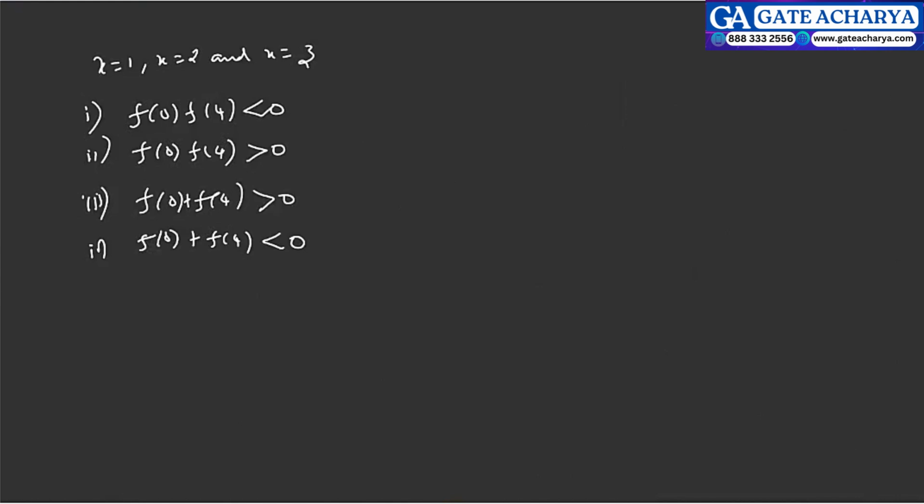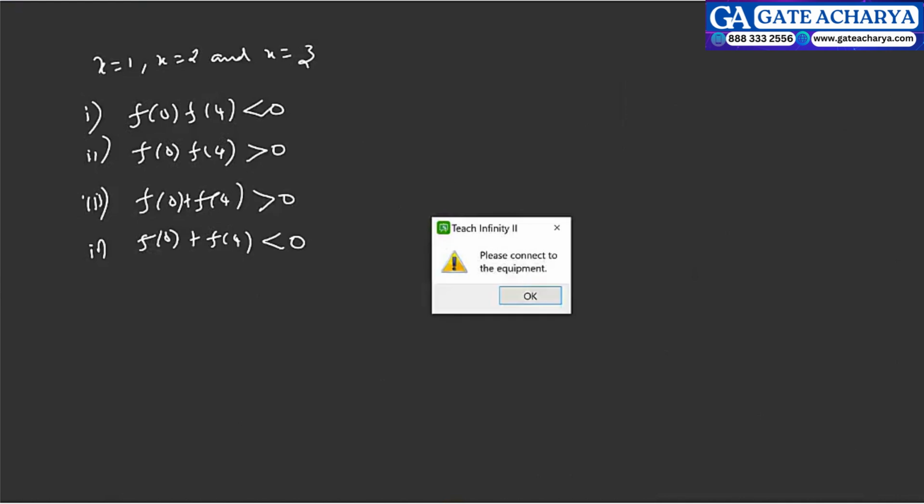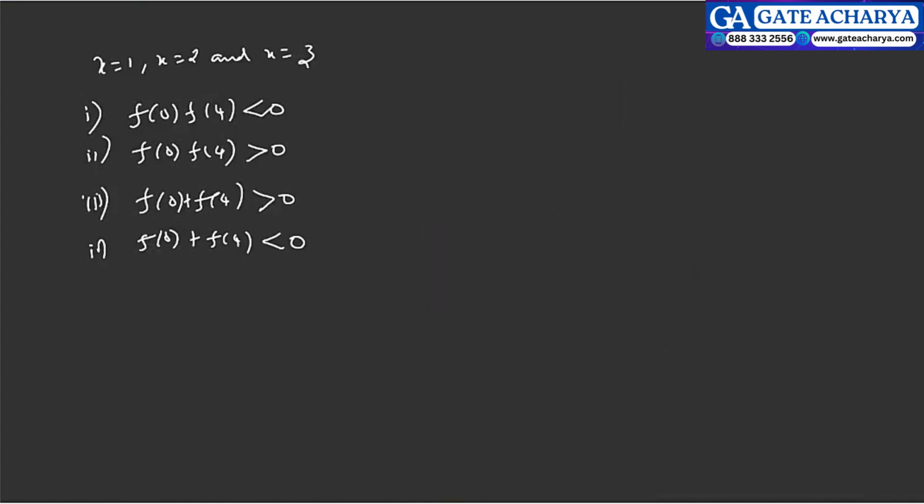What is the intermediate value theorem? The interval is 0 to 4. If f of 0 times f of 4 is less than 0, both have opposite signs, so definitely there is a root between 0 and 4. That is the intermediate value theorem. Therefore, which answer is correct? The first one is correct.